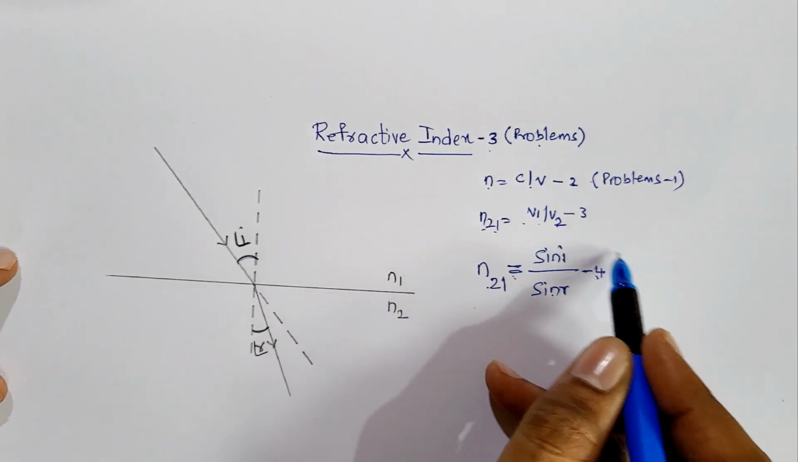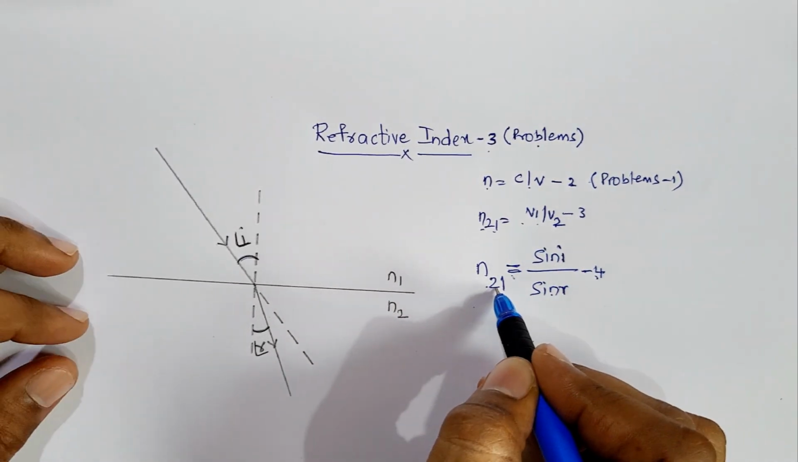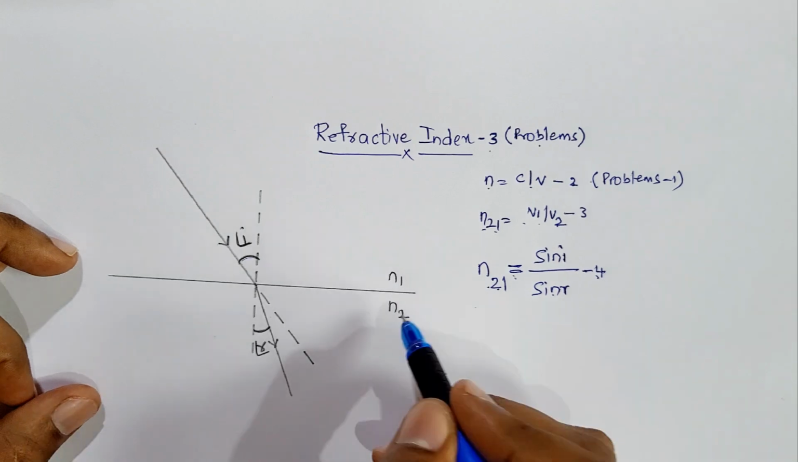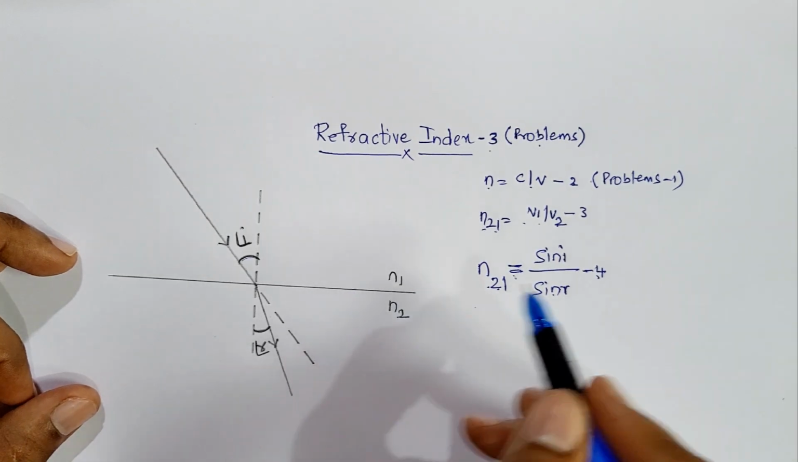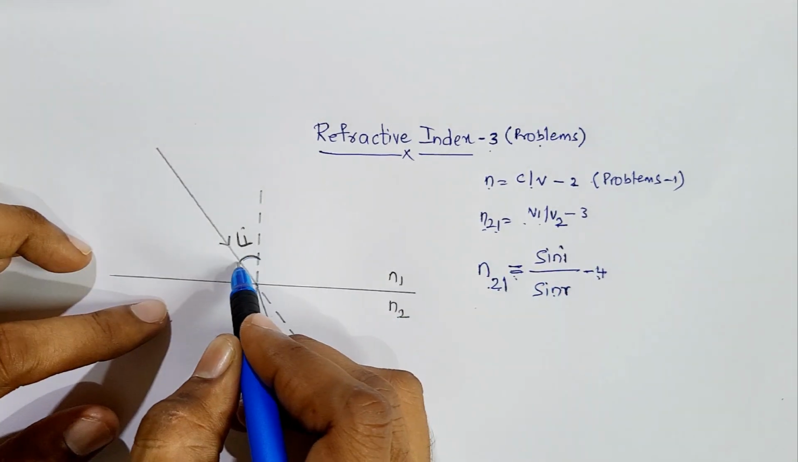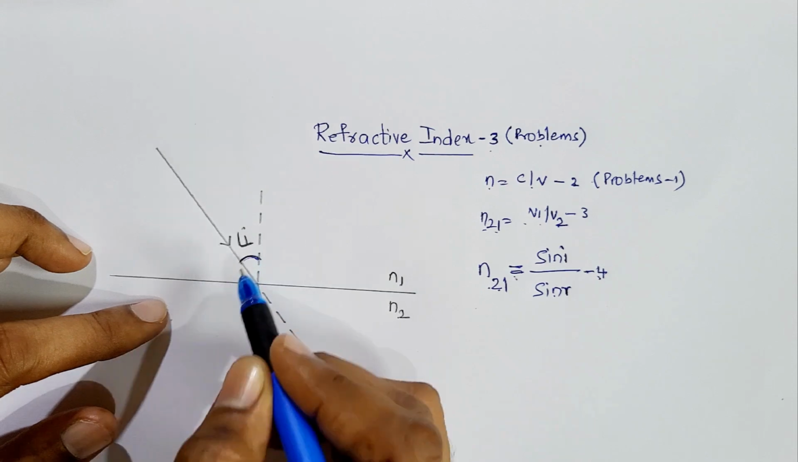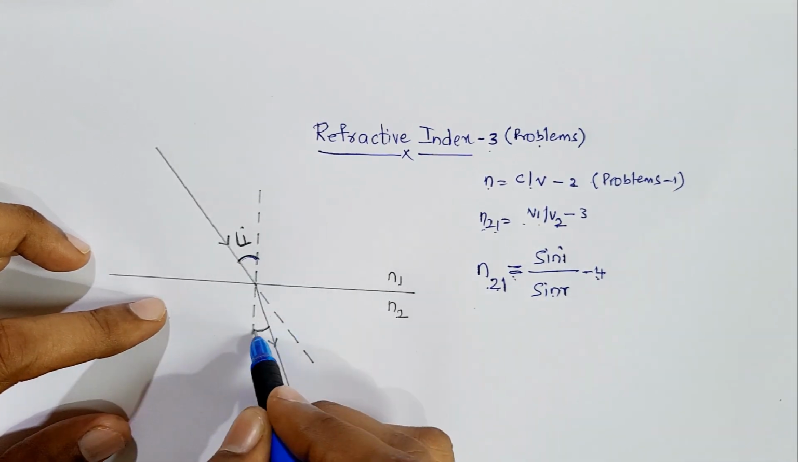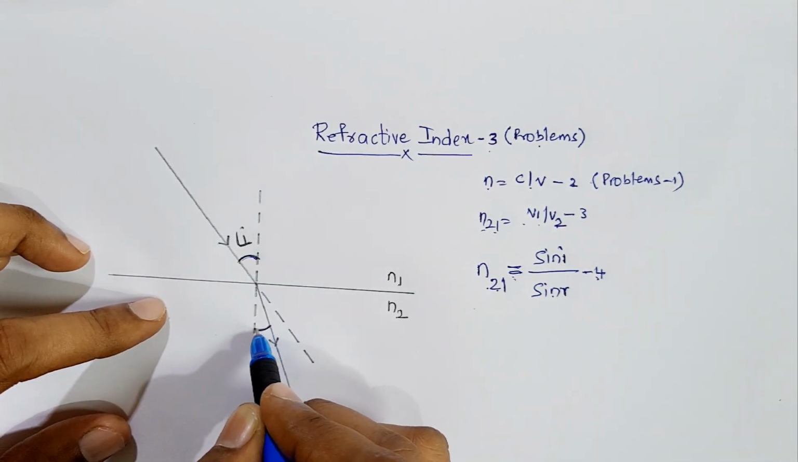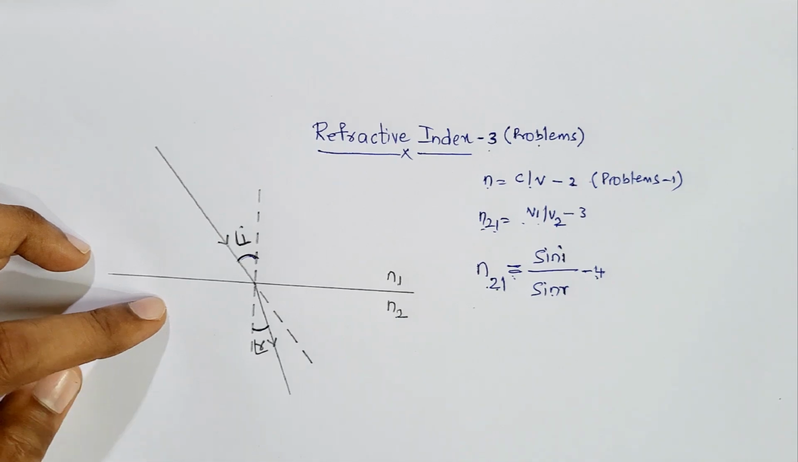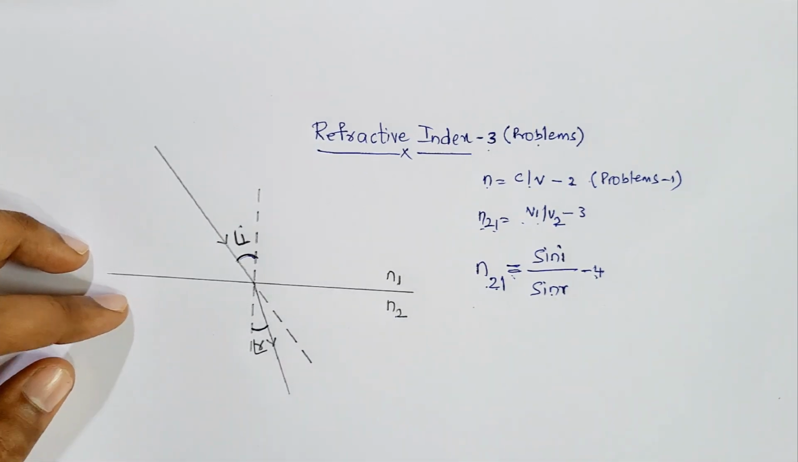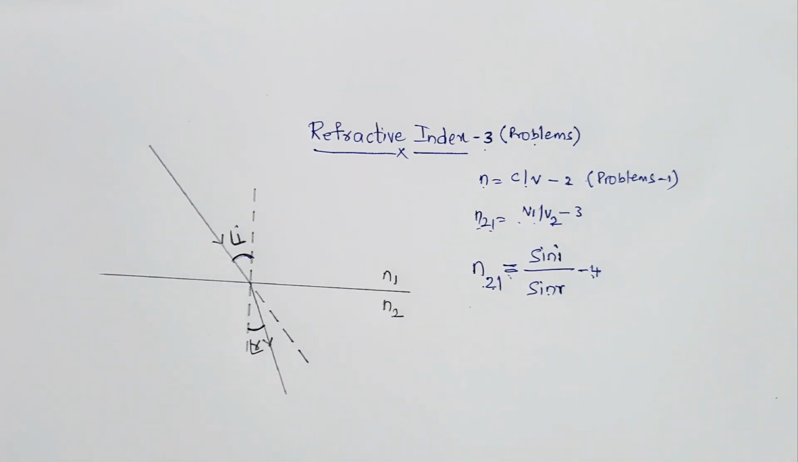n21 is equal to sin i divided by sin r. So what is n21? Refractive index of second medium with respect to first medium. What is sin i? Sin of the angle of incidence formed here. What is sin r? Sin r will be sin of the angle of refraction formed here. Right? Where did this formula come from? How did we get this formula?